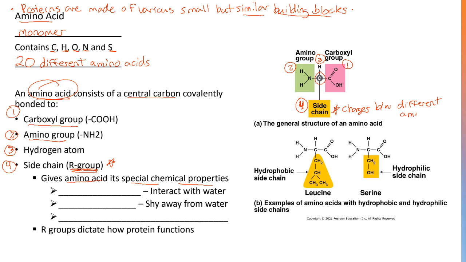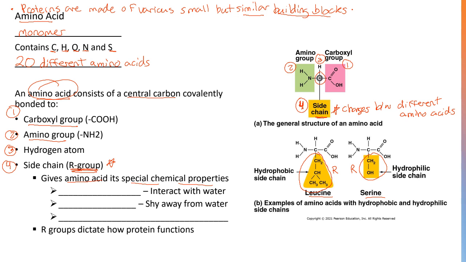For example, here you have two examples, leucine and serine. We can see that this is the R group, and this is the R group here. You see how this R group is different from this R group. So what makes each amino acid different is this side chain, also known as an R group. Why are R groups different? Well, it gives them special chemical properties.